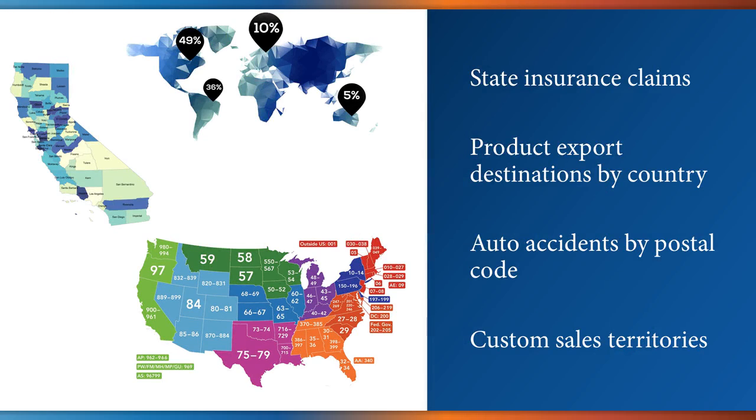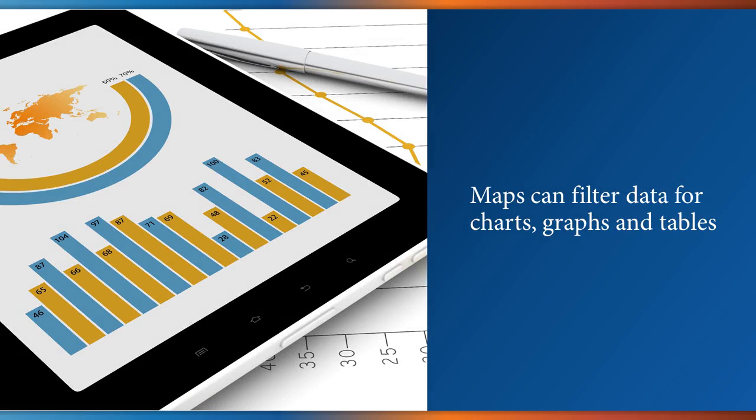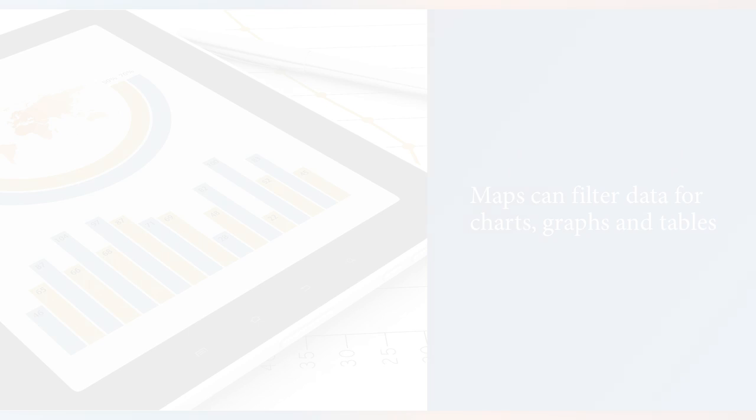Showing geocoded data. For example, use maps to show insurance claims by state, product export destinations by country, car accidents by zip code, or custom sales territories. Use maps as a filter for further types of charts, graphs, and tables. Combine a map with other relevant data. Then use it as a filter to drill into your data for robust investigation and discussion.